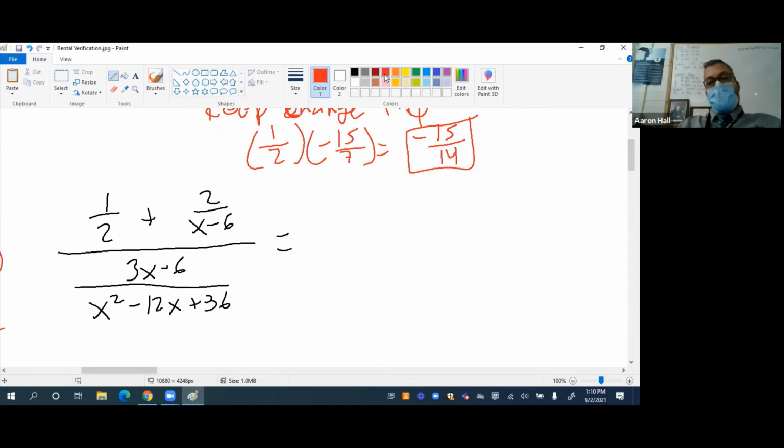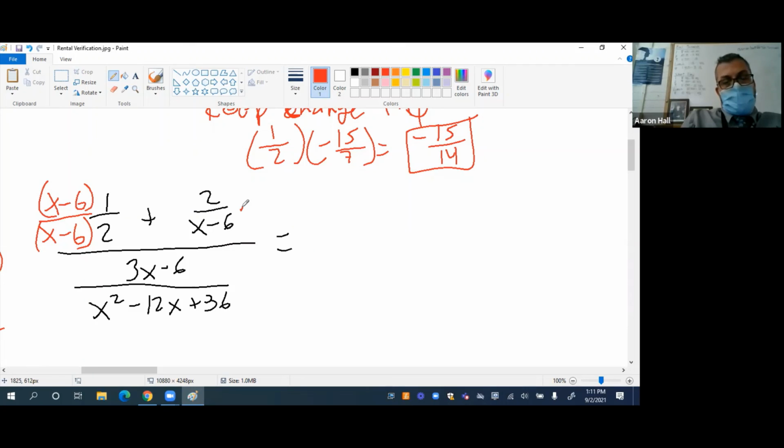Bryn, quickly, where would I start with this? You want to get rid of the double fraction, so multiply by 1 in the form of x squared minus 12x plus 36. Let's look at the numerator separately. I'm going to multiply by 1 in the form of x minus 6 over x minus 6. Okay, so first, over here, I need to do what?